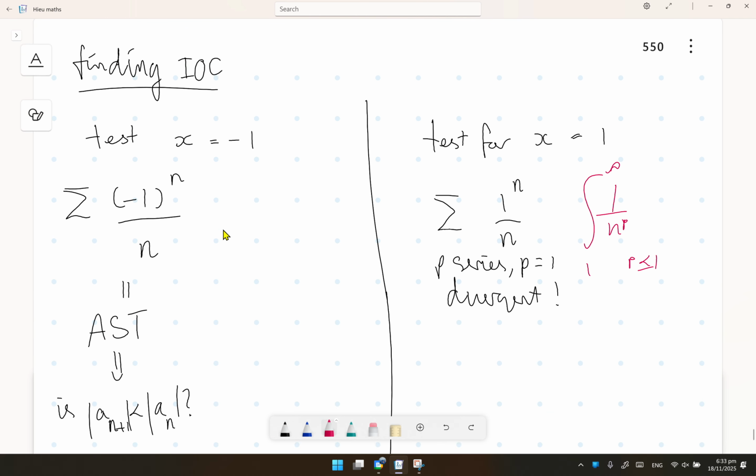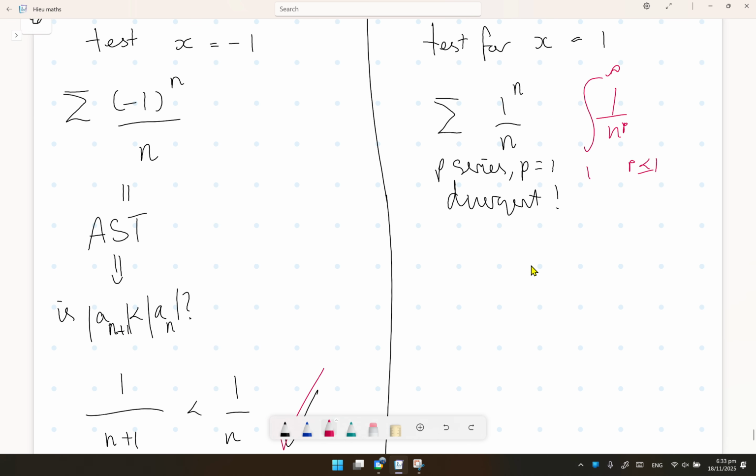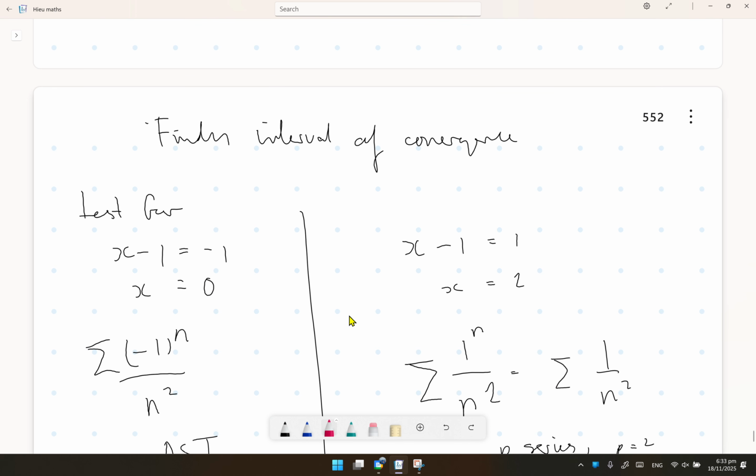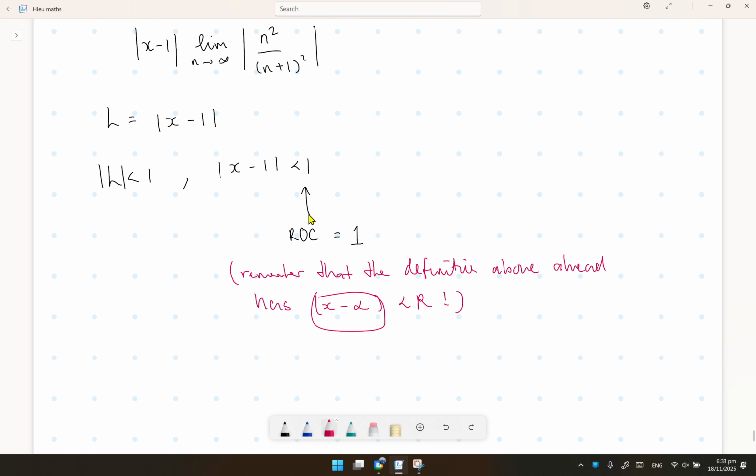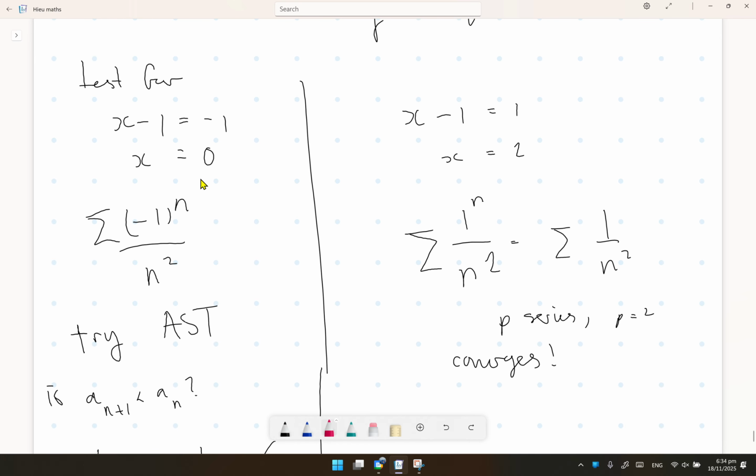Obviously, in the previous example, it wasn't centered around anything. If you notice, this wasn't x minus 1 all to the n, it's just x. In that case, we don't have to. But in this case, let's keep the minus 1 here and test the extremes of this. So when x minus 1 is equal to minus 1, and when x minus 1 is equal to 1. So you get x equals 0 and x equals 2.